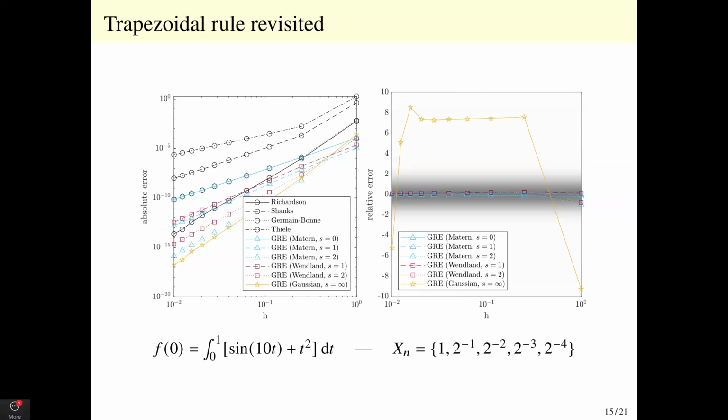This Wendland is just a different type of kernel which has particular smoothness. Roughly speaking, Matérn with S equals 1 is basically the same thing as Wendland with S equals 1, and so on. We can see it even here: this is Matérn with S equals 1, and the other one is Wendland with S equals 1, and they're basically the same. Here there is some difference, but I think the rates are more or less the same. And then these Shanks, Germain-Bonn, and Thiele are classical extrapolation methods, somehow related to Richardson.